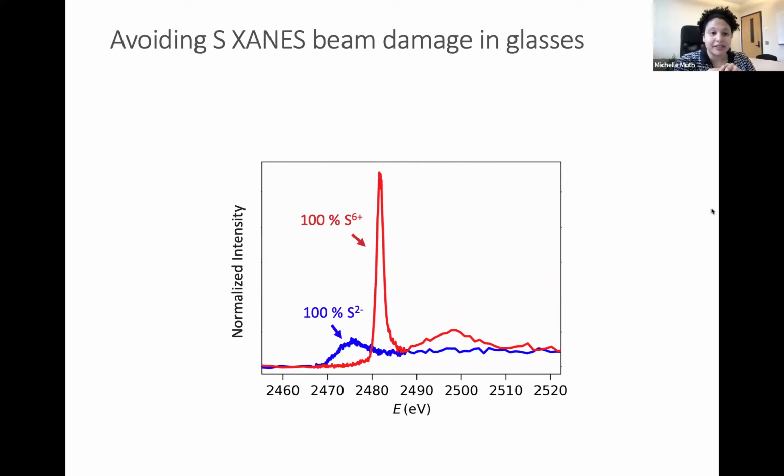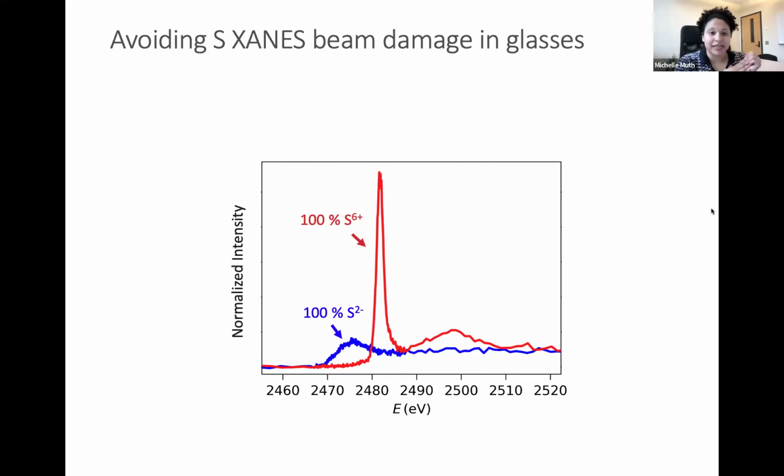So the main technical challenge in working with these types of samples, natural glasses, is that they're pretty unhappy to be on the surface of the planet. And so they're very prone to beam damage during all sorts of analyses. In the case of XANES, where we have this high intensity X-ray beam, we know that sulfur XANES can cause beam damage if we're not careful.